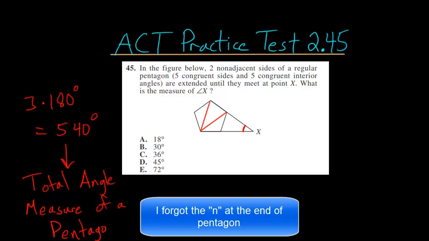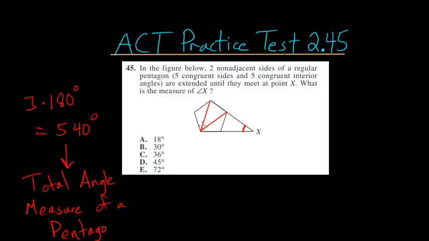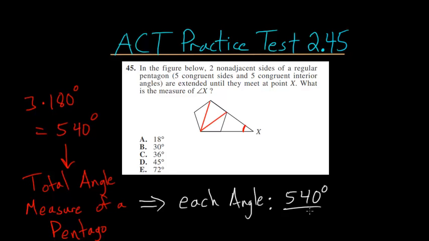Now, the key here, though, is to figure out what each of these angles has for its measure. Since we know all the angles are equal, and we know there are 5 angles, we can essentially just take this total angle measure and divide by 5. So now we're considering each individual angle. So each angle would be this 540 degrees divided by 5, since there are 5 angles. And when you divide 540 by 5, what you get is 108 degrees.